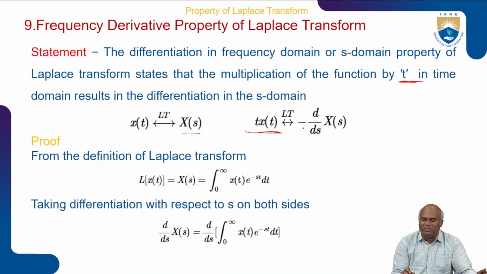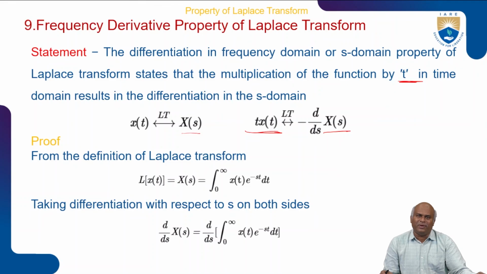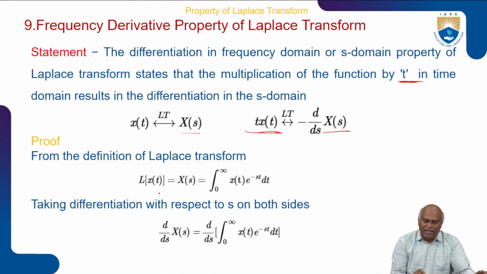The Laplace transform is represented as minus d by ds X of s. The output side is going to be differentiated with respect to s, as per the statement. We need to prove this statement. From the definition of Laplace transform, X of s is equal to the integration from 0 to infinity of x of t e power minus st dt.